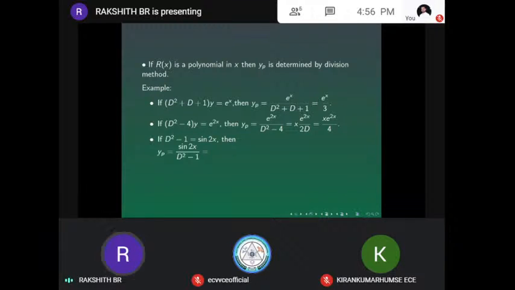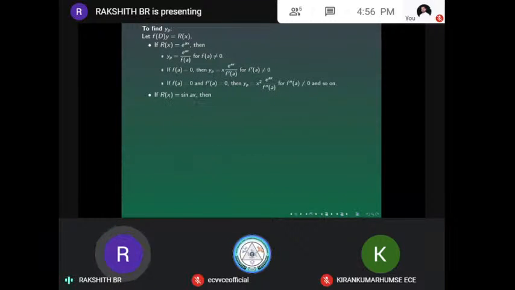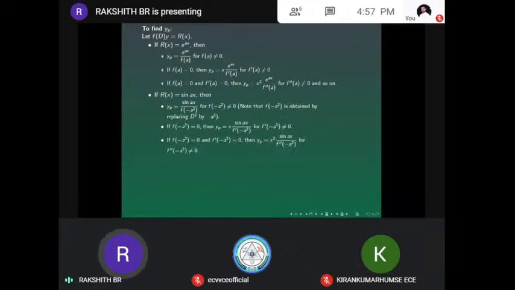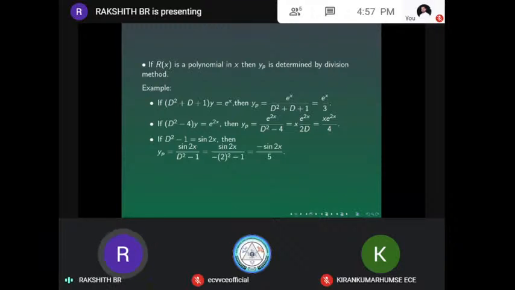So therefore, you need to just replace your D square by minus a square. If it is of the form of sine ax, then yp is given by sine ax by f of minus a square. What is this f of minus a square? You need to obtain it by just replacing D square by minus a square. Here your a is 2, so you need to replace your D square by minus 2 square, that is minus 4. So if you do that, you will be getting the particular integral as sine 2x by minus 4 minus 1, that is sine 2x by minus 5, that is equal to minus sine 2x by 5.